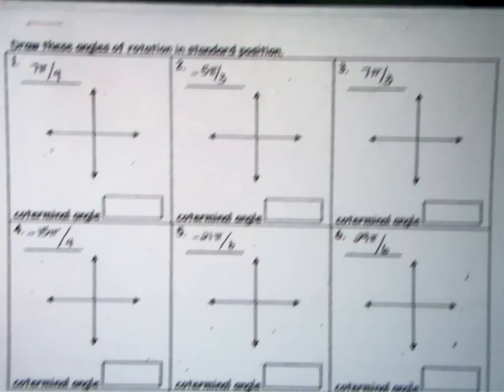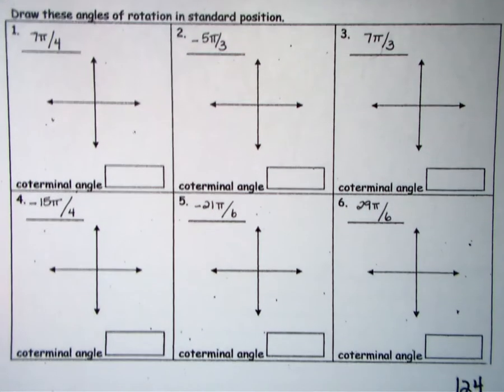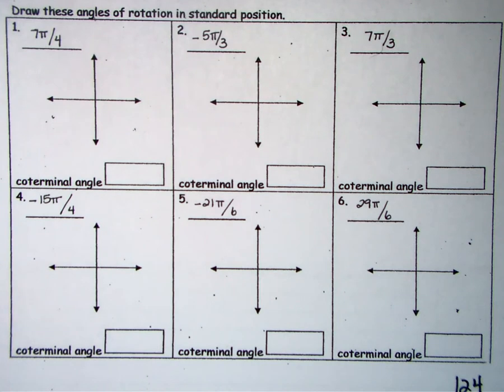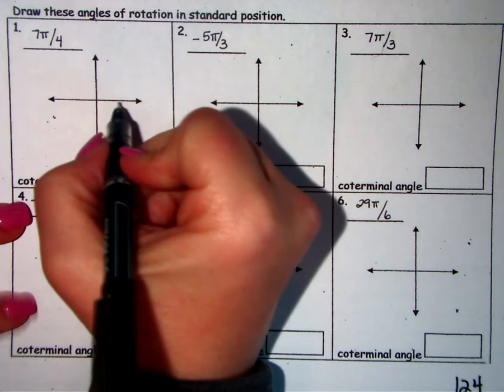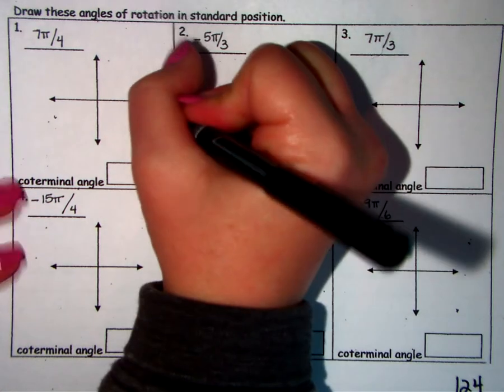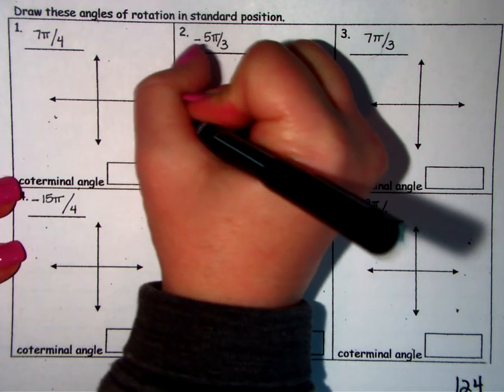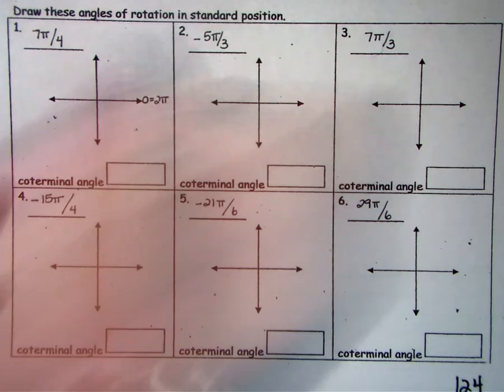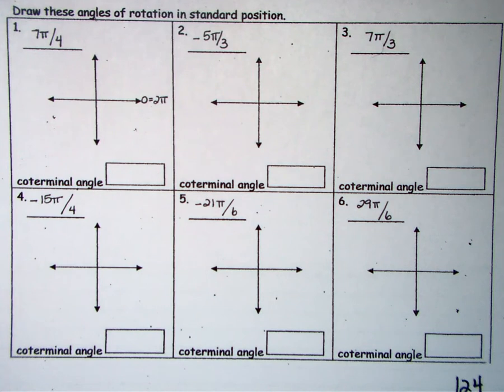So here we have a variety of angles that are in radian form. And so we also want to be able to draw these type of angles in their standard position. One thing to note is that as we label these axes, we're going to label them in radian measure. So for example, 0 and 2 pi is what the initial side will be.